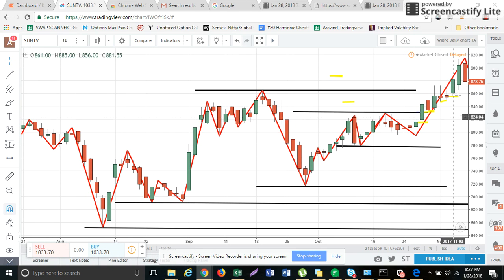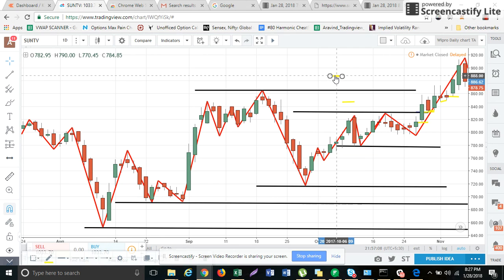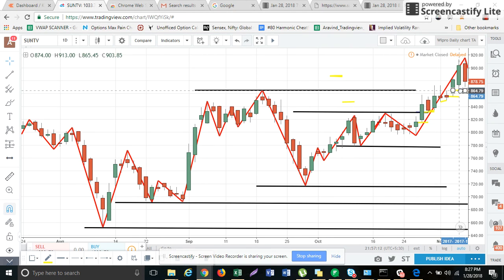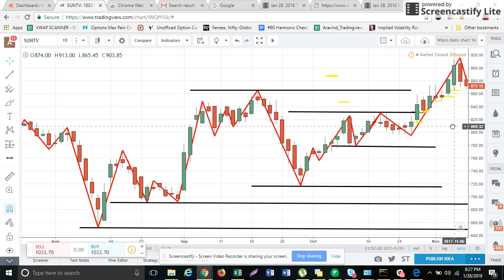So next day it made a higher top, but at the same time it reversed from that particular position. So what we do, we simply update our trailing stop loss to the previous green candle's low, which is 865.45. Let's see what happened next day.